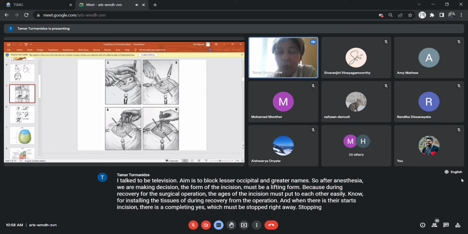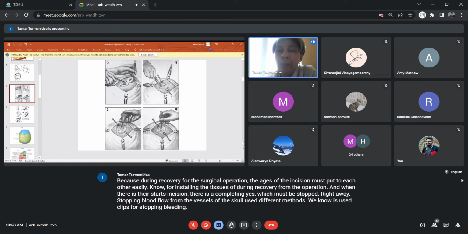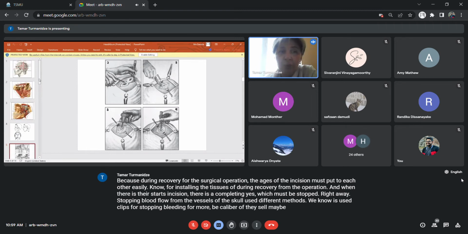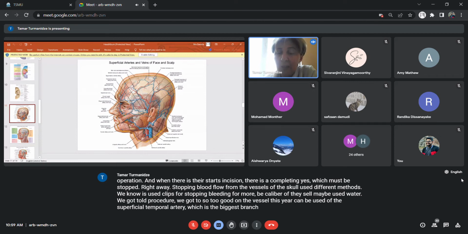For stopping blood flow from the vessels of the skull, different methods are used. We know clamps are used for stopping bleeding. For vessels of bigger caliber, the ligature procedure may be used. Ligature means to put a knot on the vessel. This can be used on the superficial temporal artery, which is the thickest branch of the external carotid artery.